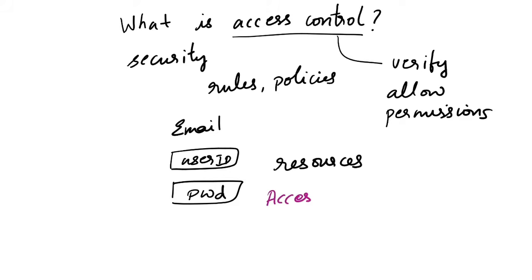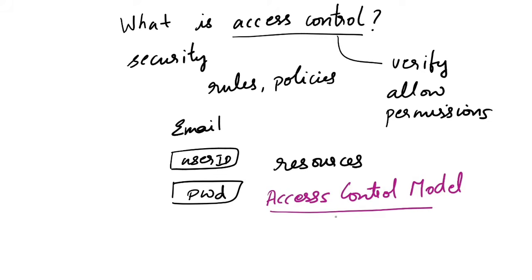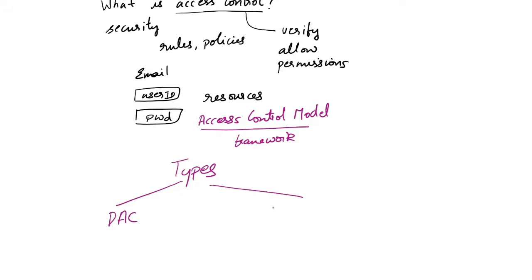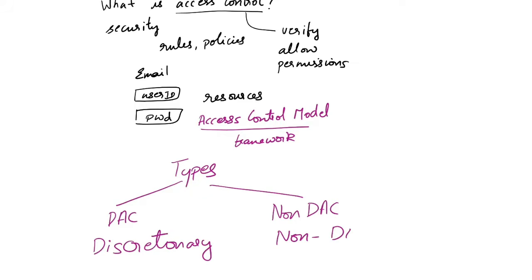So we use something called access control models to determine who can access a specific resource and what actions they can perform. This is a framework that is usually used in authentication and authorization systems. Now there are many different types of access control models. Let's see them one by one. What are those? The main types are DAC and non-DAC systems. DAC is discretionary access control, and non-DAC is, as the name says, non-discretionary.